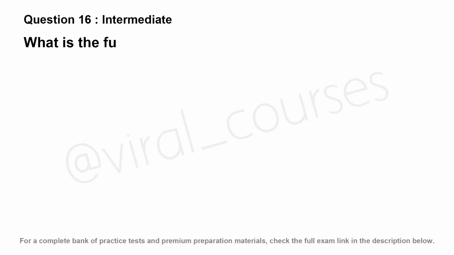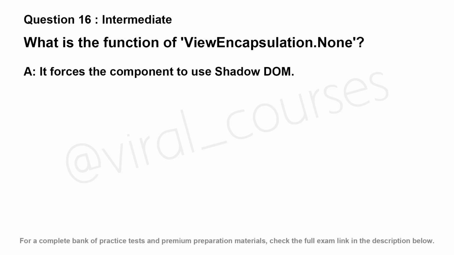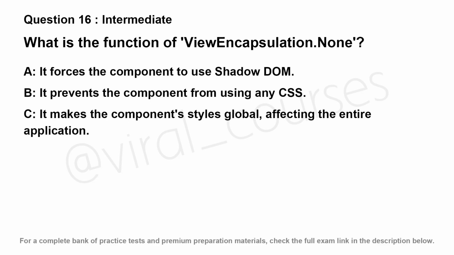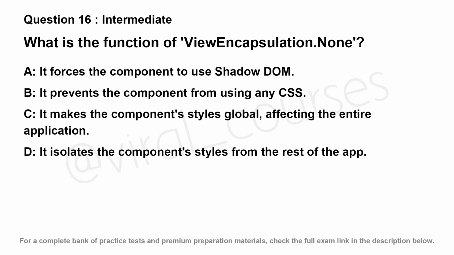What is the function of view encapsulation? Option A. It forces the component to use shadow DOM. Option B. It prevents the component from using any CSS. Option C. It makes the component's styles global, affecting the entire application. Option D. It isolates the component's styles from the rest of the app.